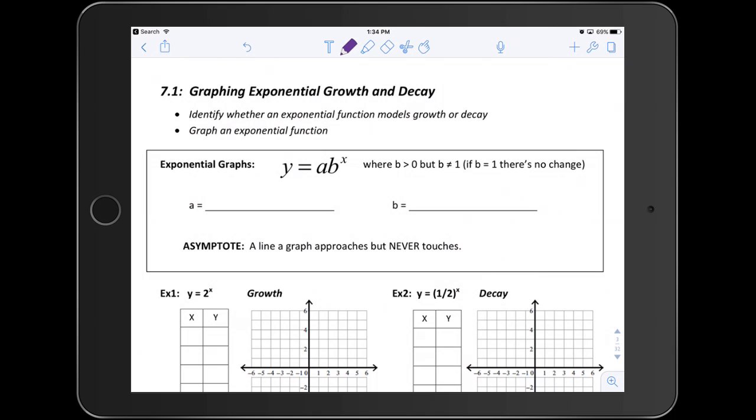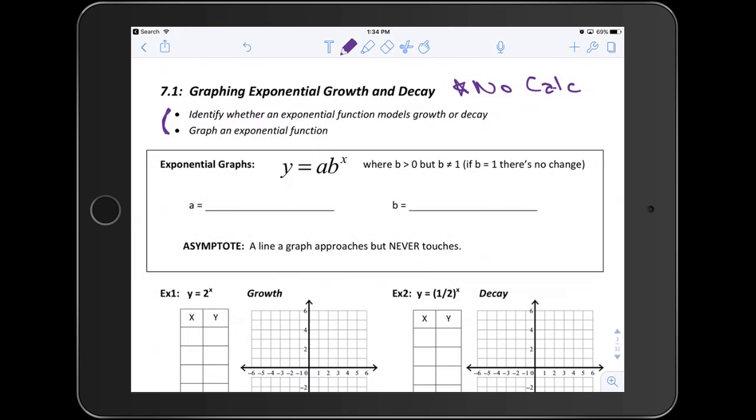Section 7.1, I just want to mention, is a no calculator part. While you can use your calculator as a reference as you learn the material, keep in mind that this would be on the summative in the no calculator part. What are we going to do in this section? Here are the objectives. We're going to identify whether an exponential function models a growth or a decay. I'm going to show you very quickly how you can tell that. And then you're going to actually graph them.